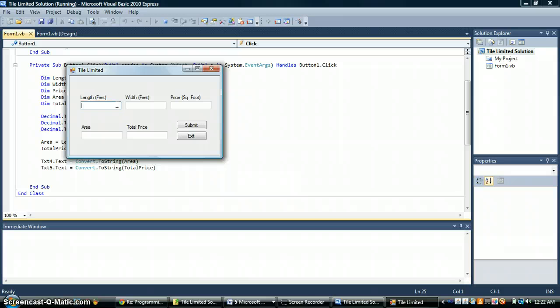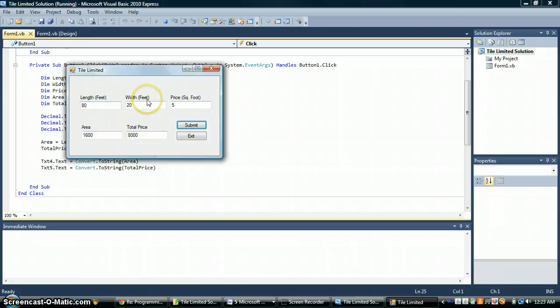After we hit F5, we can put in the length. So let's just put in 80, 20, and the price per square foot is going to be 5. It gives you the full area and the total price.